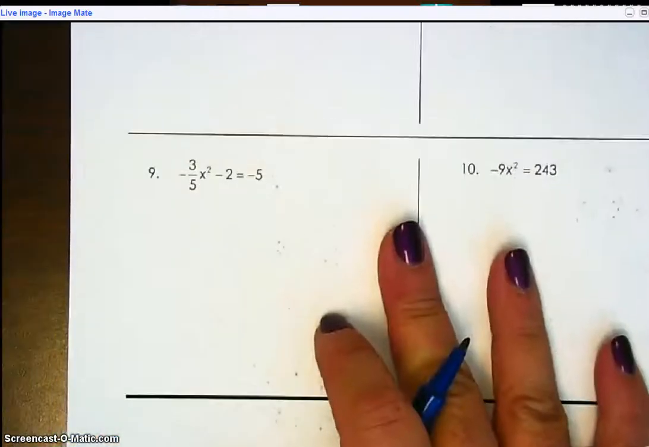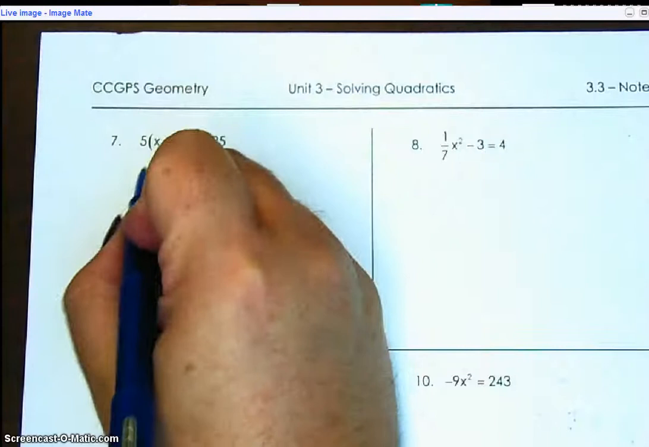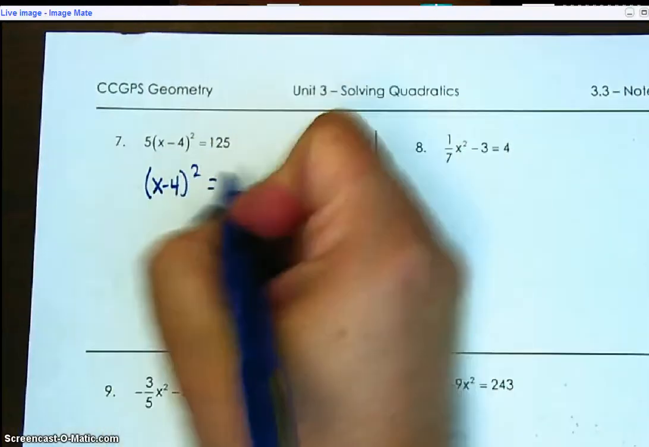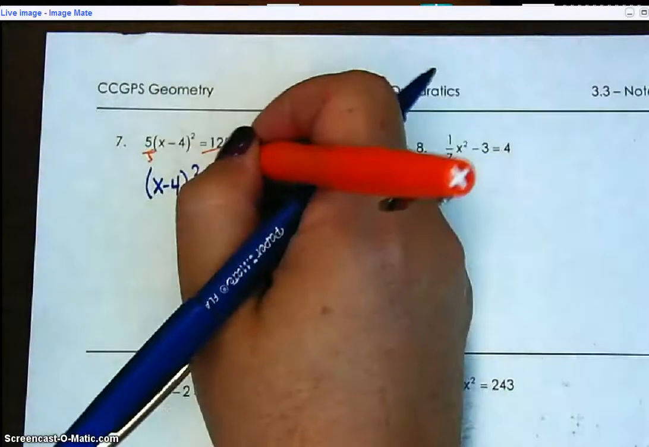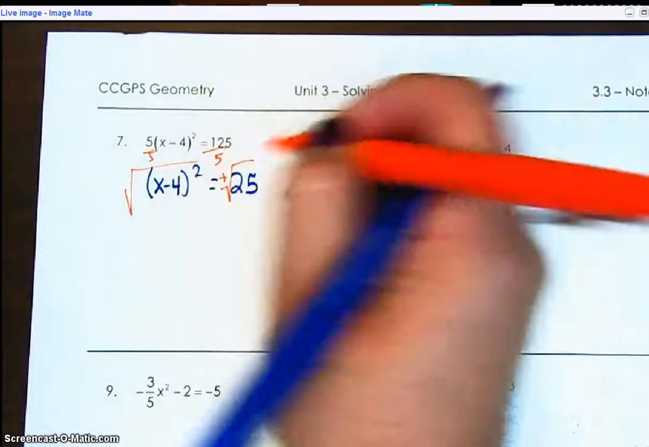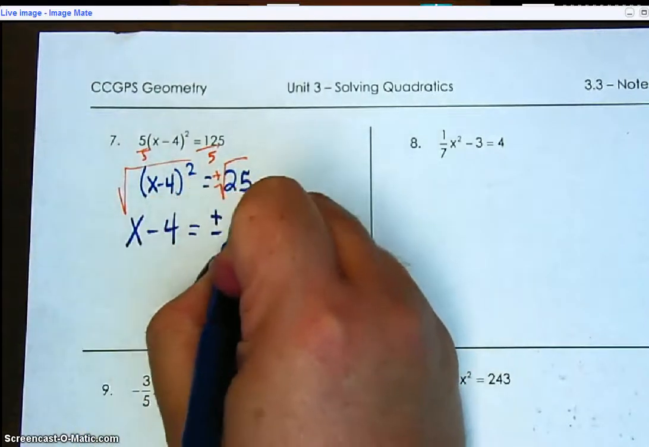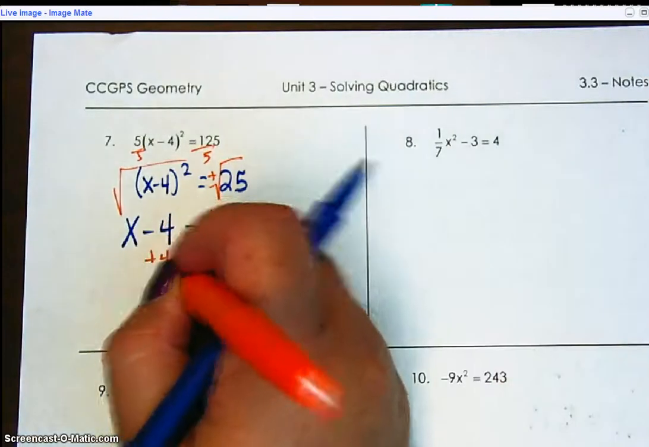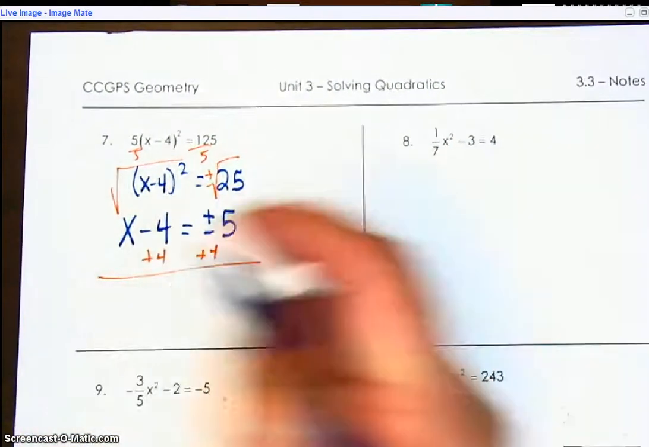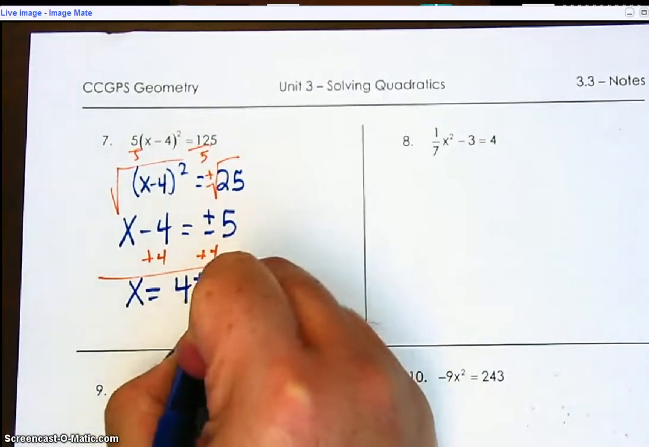On the back, same thing, just more practice with what you were doing. We need to get rid of the 5, so we're going to divide both sides by 5. I'm going to take the square root of both sides. When you take the square root, we're left with x minus 4 equals plus or minus 5. We've almost got the variable by itself, so we need to add 4 to both sides. So x equals 4 plus minus 5.